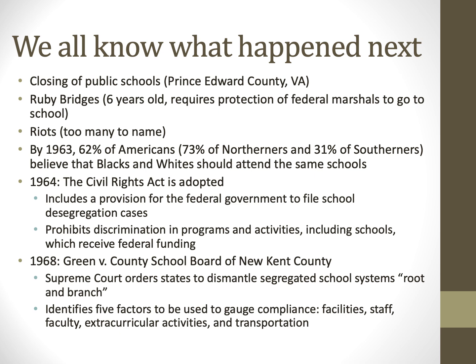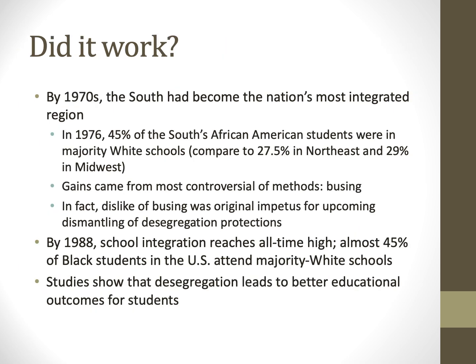And in 1968, the Green versus County School Board identified 5 factors that could be used to gauge compliance in desegregation efforts, which allows people to actually examine and assess whether desegregation is taking place and whether it's being successful. So did it work? Well, by the 1970s, the South had become the nation's most integrated region, which is kind of interesting. So the North wasn't under a lot of these desegregation orders, and so it didn't see the full effects of the desegregation in quite the same way that the South had, such that by 1976, 45% of the South's African American students were in majority white schools.